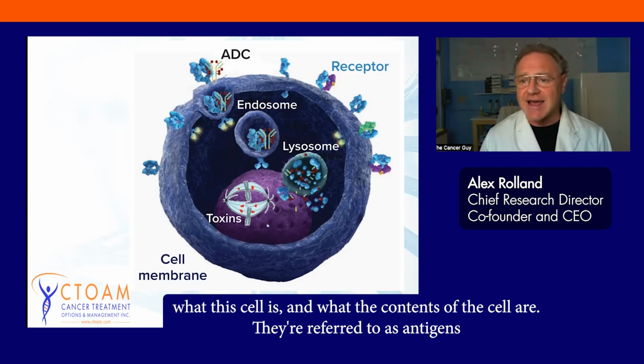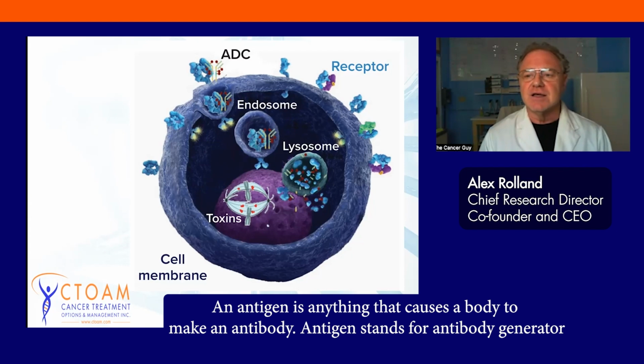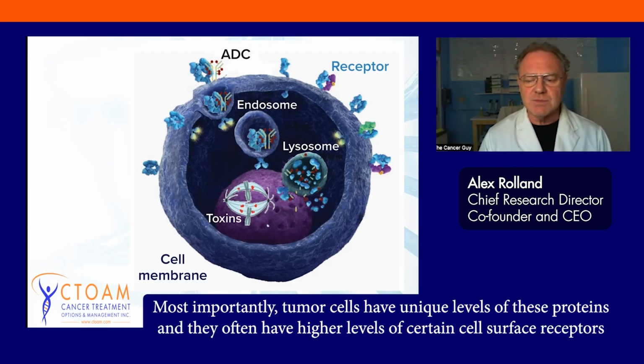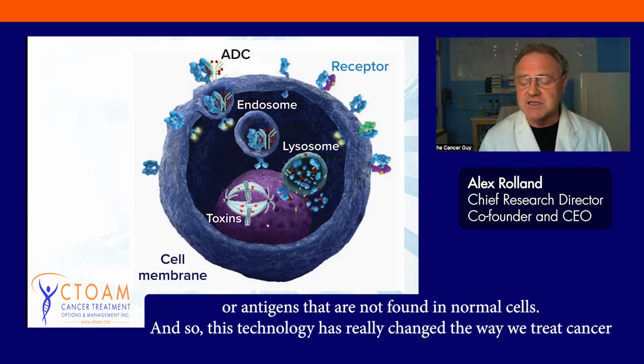They're referred to as antigens. And an antigen is anything that causes the body to make an antibody. Antigen stands for antibody generator. And so our cell surfaces are littered with these different proteins that can be used to characterize a cell. Most importantly, tumor cells have unique levels of these proteins, and they often have higher levels of certain cell surface receptors or antigens that are not found in normal cells. And so this technology has really changed the way we treat cancer.